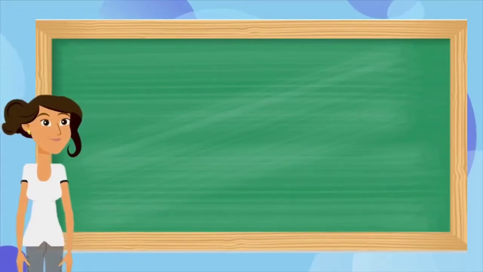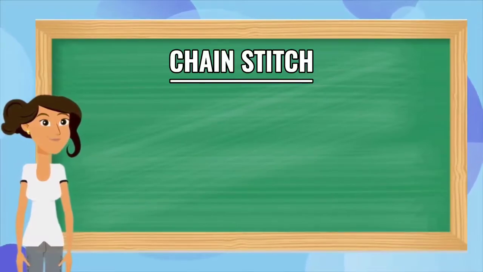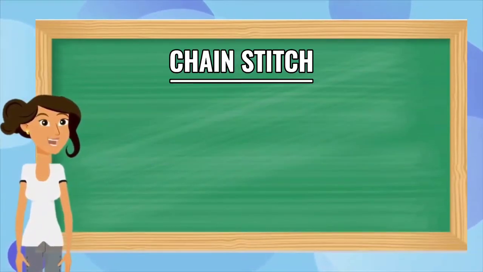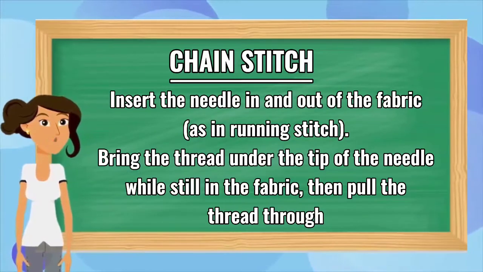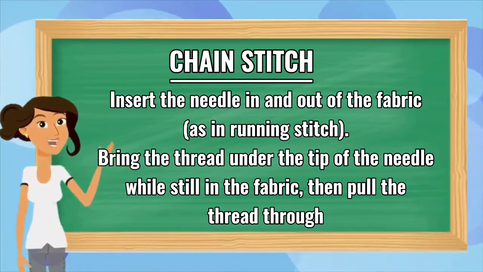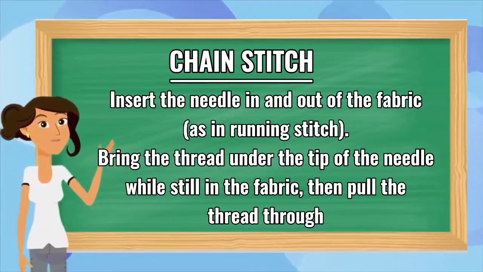So the last one we have, chain stitch. It is an ornamental stitch in which loops are crocheted or embroidered in a chain. To make this stitch, insert the needle in and out of the fabric as in running stitch. Bring the thread under the tip of the needle while still in the fabric, then pull the thread through.